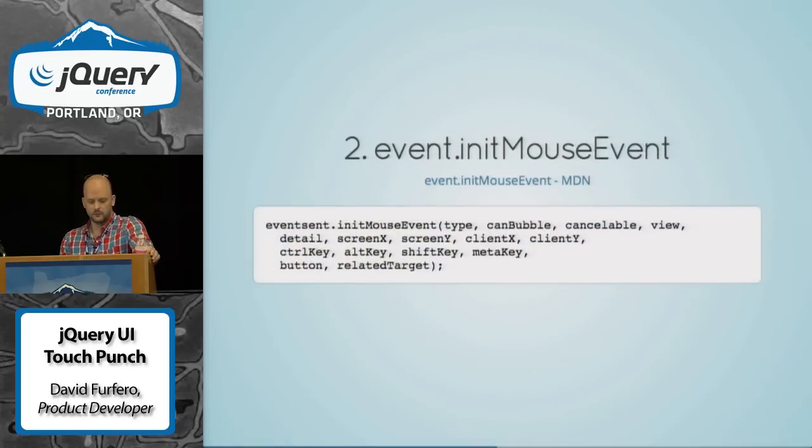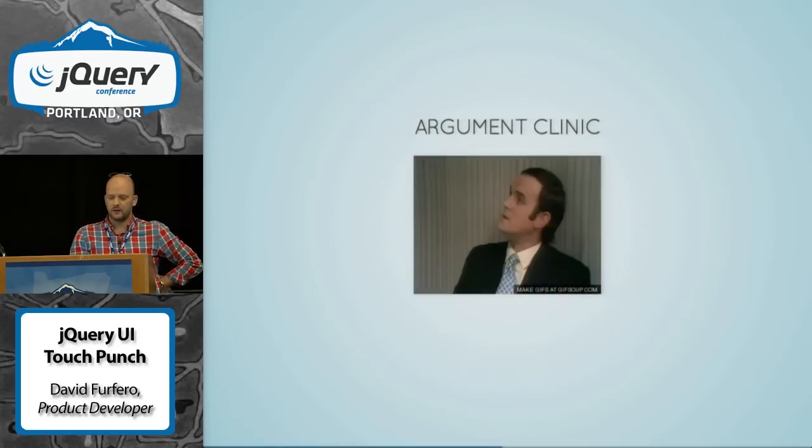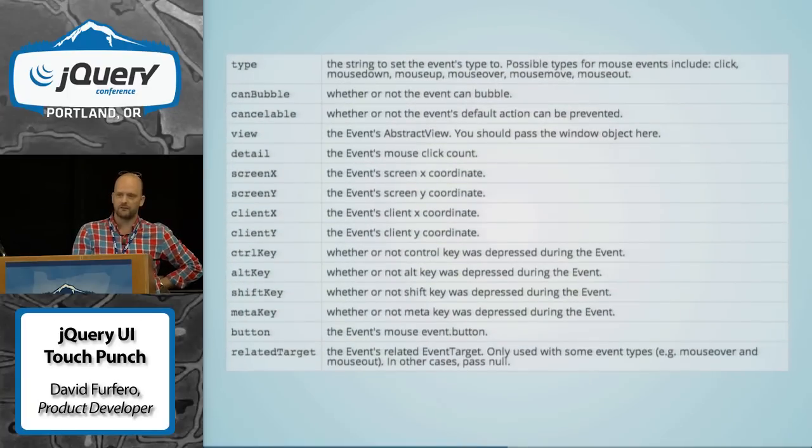So there's an init one. Ooh, typo. Yikes. That wasn't there before, which means the rest of this slide deck might be tainted. Okay, so once you have your event, you need to initialize it. And there are a lot of arguments there, but once you look at what they are, they'll start to look very familiar to anyone who's ever listened to an event. Things like type, screenX, screenY, metaKey, altKey, shiftKey, clientX, button, relatedTarget, etc. These are things that you can define.